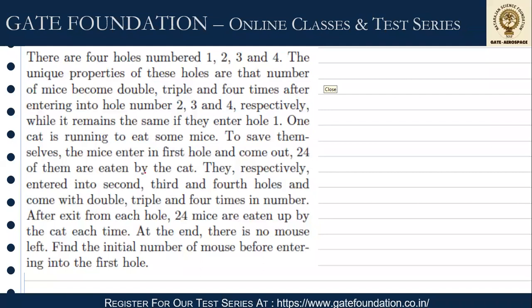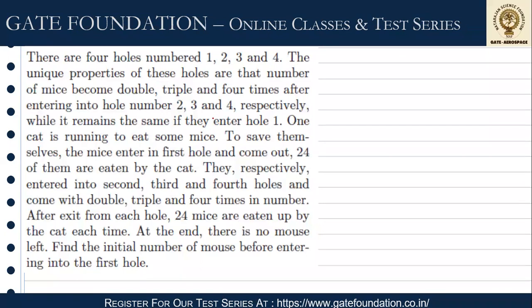Fine. So let's see, those who are still doing, we'll see how to solve this question or how to get the answer to this question. I'll read it quickly. There are four holes, number 1, 2, 3, 4. The unique property of these holes is that the number of mice become double, triple, and 4 times after entering hole number 2, 3, and 4 respectively, and it remains the same if they enter hole 1.